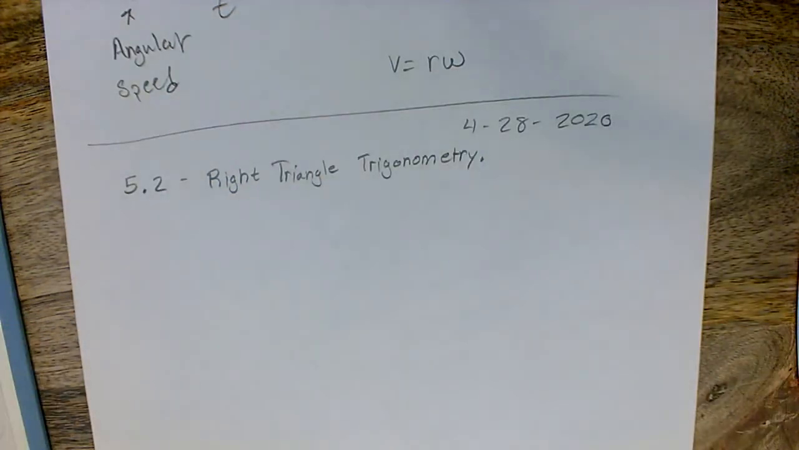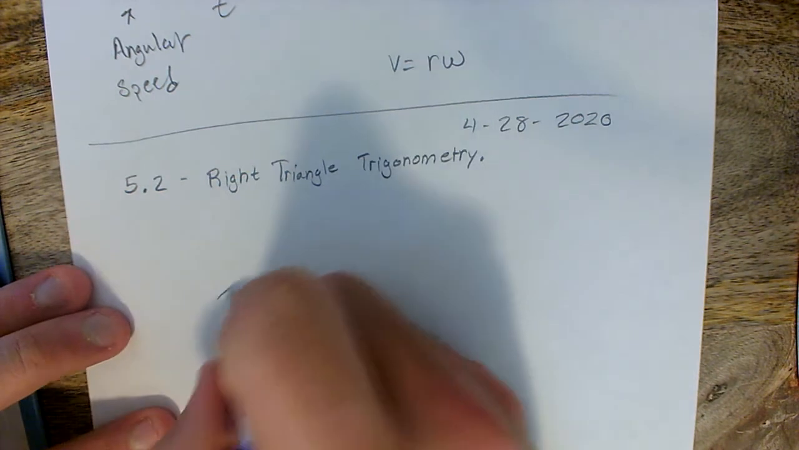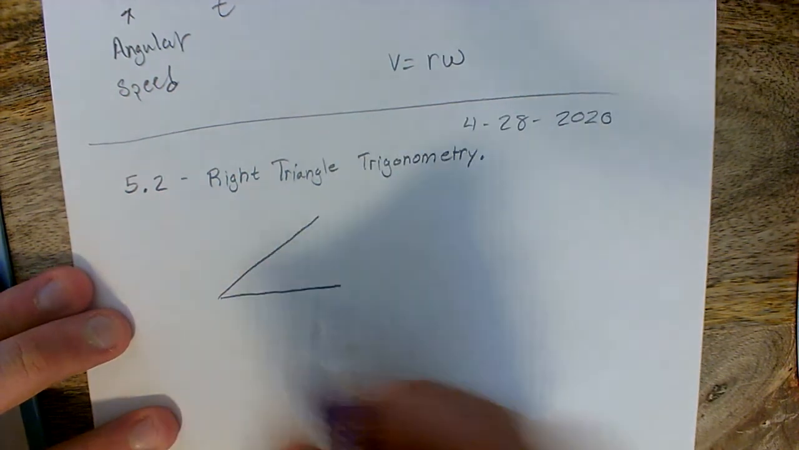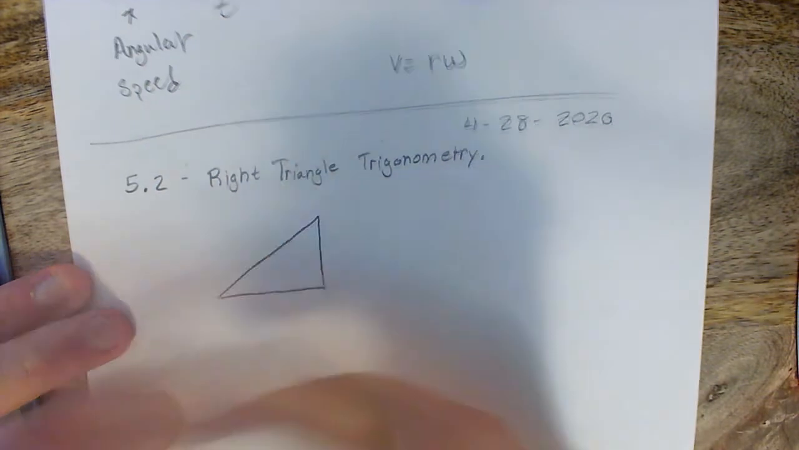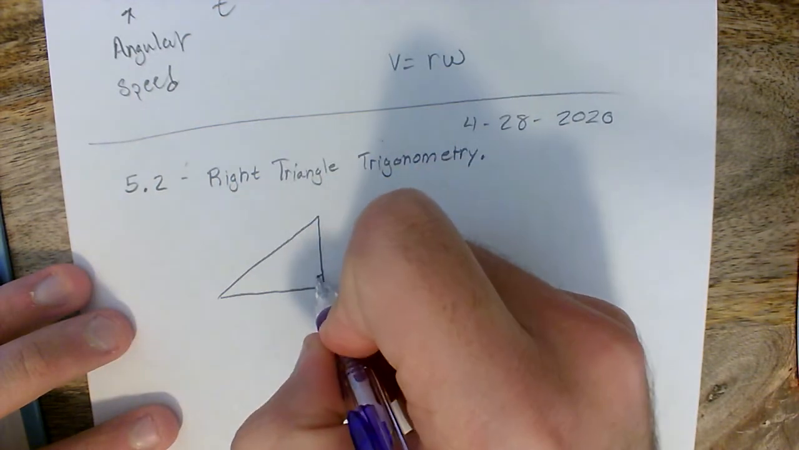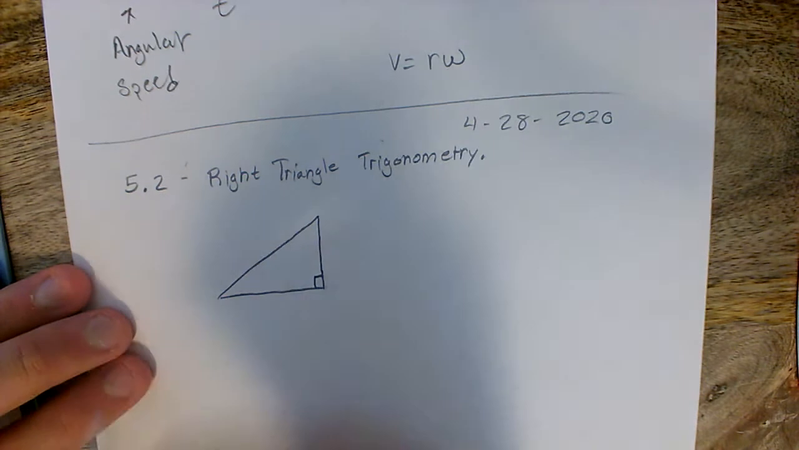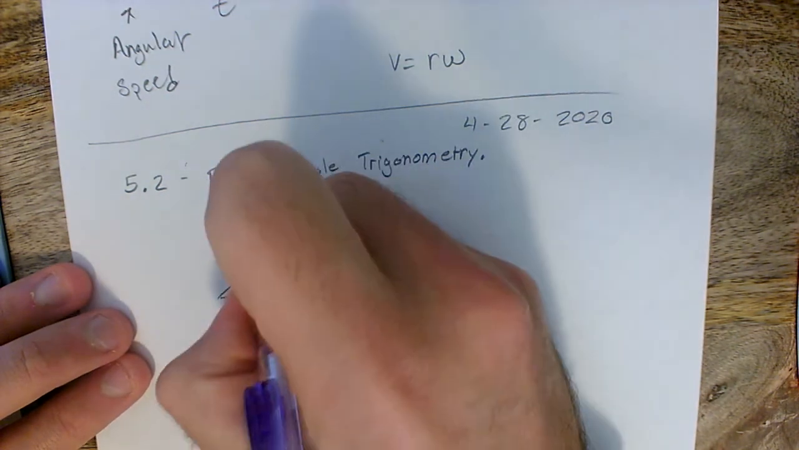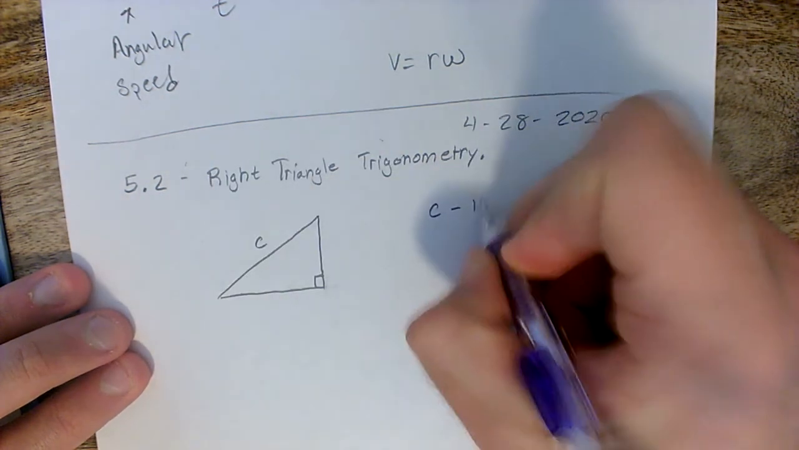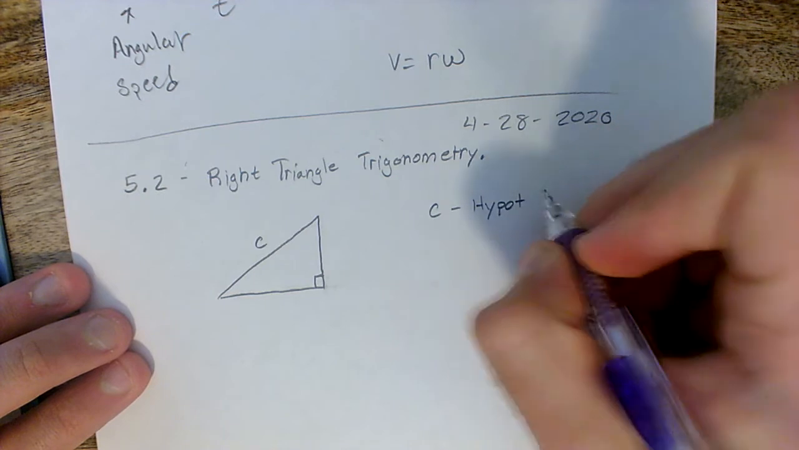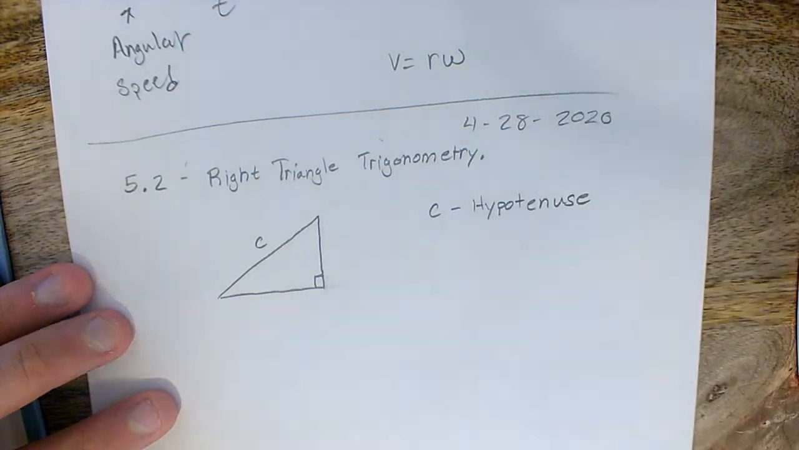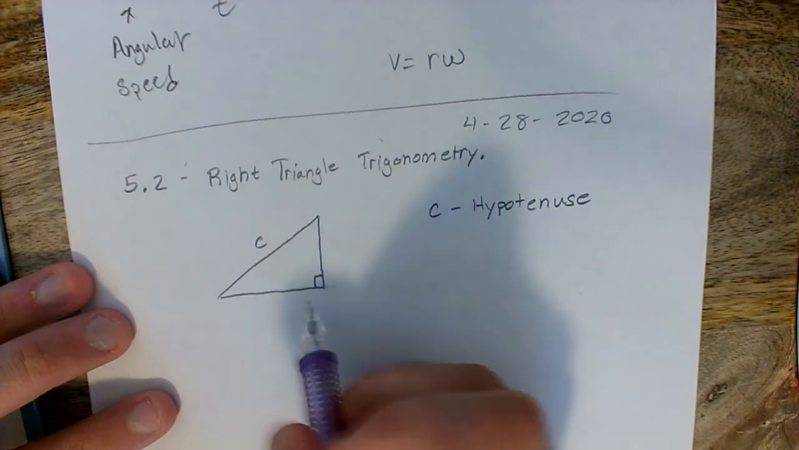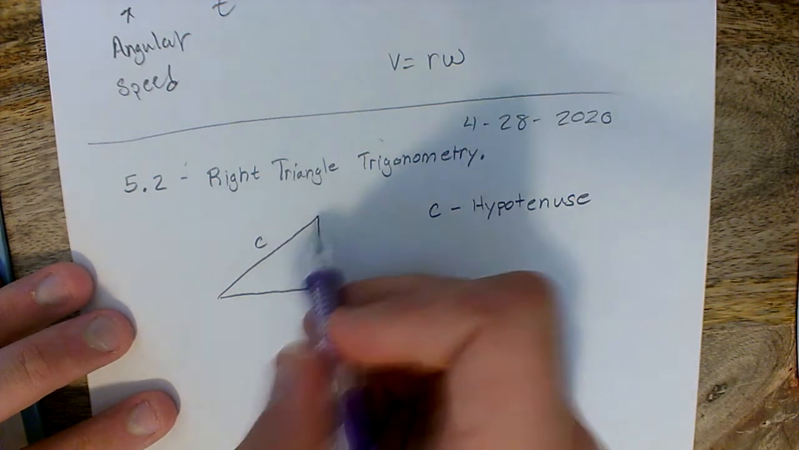Okay, so let me just introduce this by drawing a right triangle. So we've got our right triangle here. There's some sides. First off, the hypotenuse, we'll label this side C. C is the hypotenuse, otherwise the side across from the right angle, or it's also the longest side.